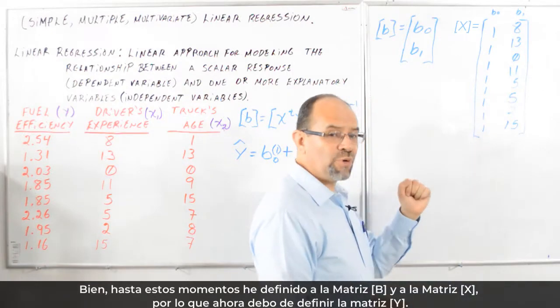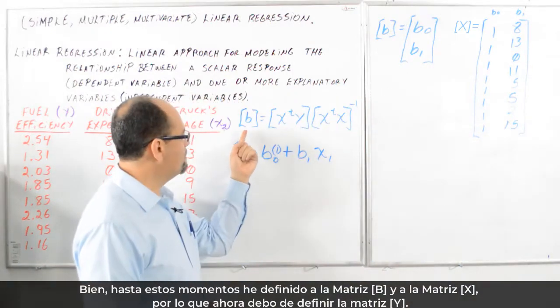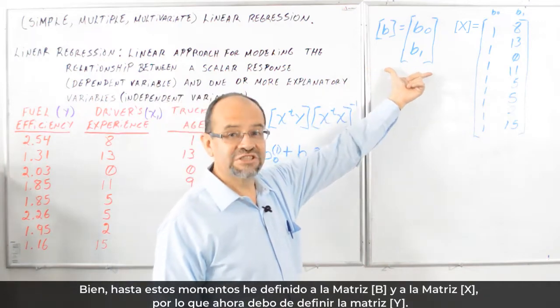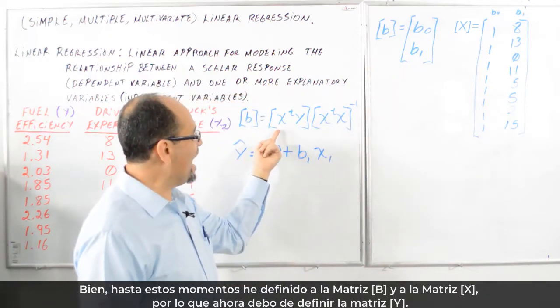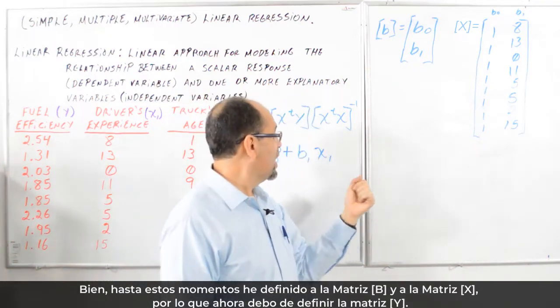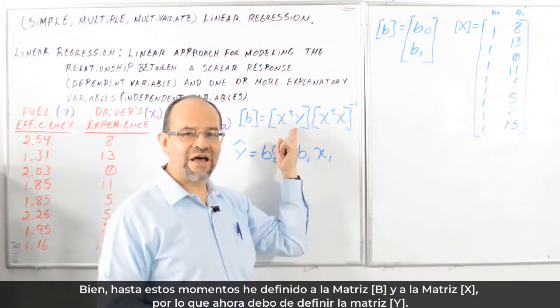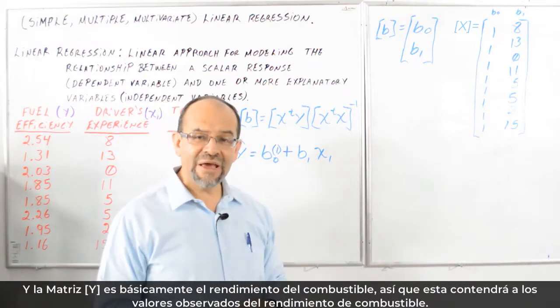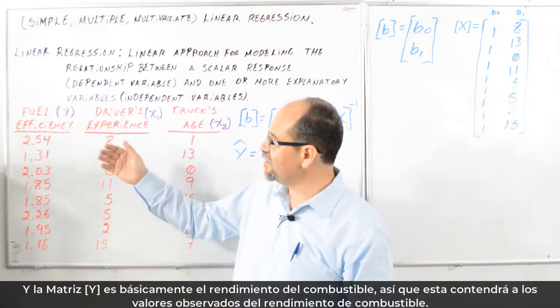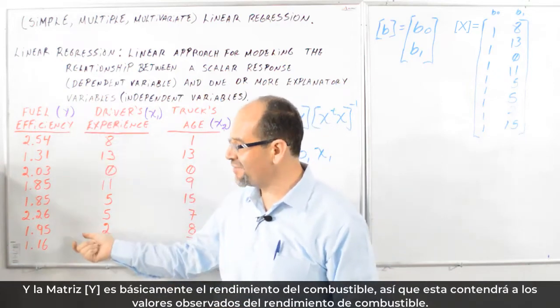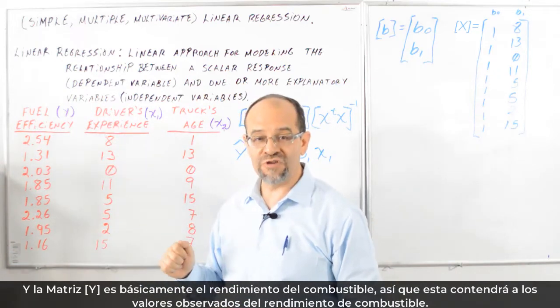Well, at this point I have defined matrix B, which is this one, matrix X, which is this one, and now I have to define matrix Y. And matrix Y basically is the fuel efficiency, and we are having the observed values for fuel efficiency.